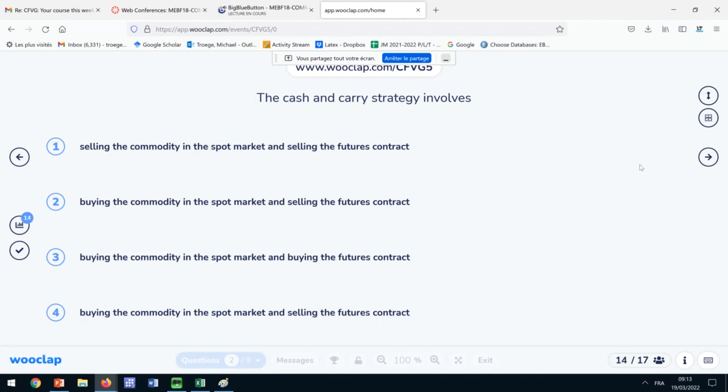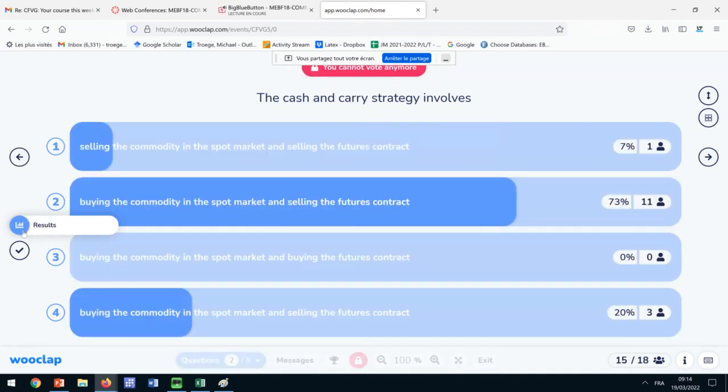Very good. I've already got 15. I think 15 is as good as it gets. Let's see. And now you cannot see the results. Yes, buy the commodity in the spot, sell in the futures. That's the one. Cash and carry is the standard one where you store the commodity.